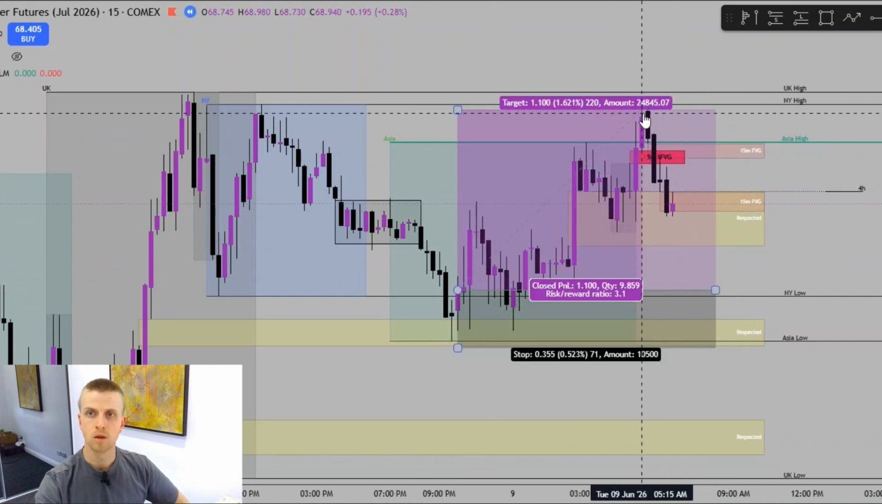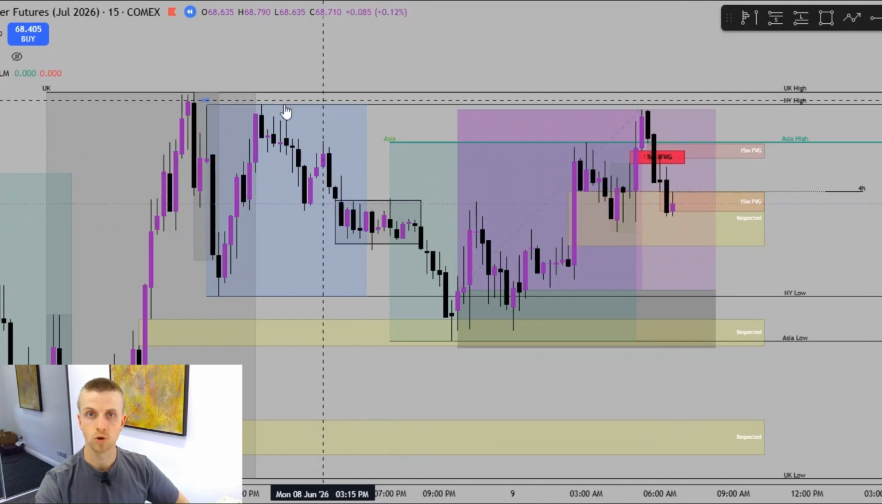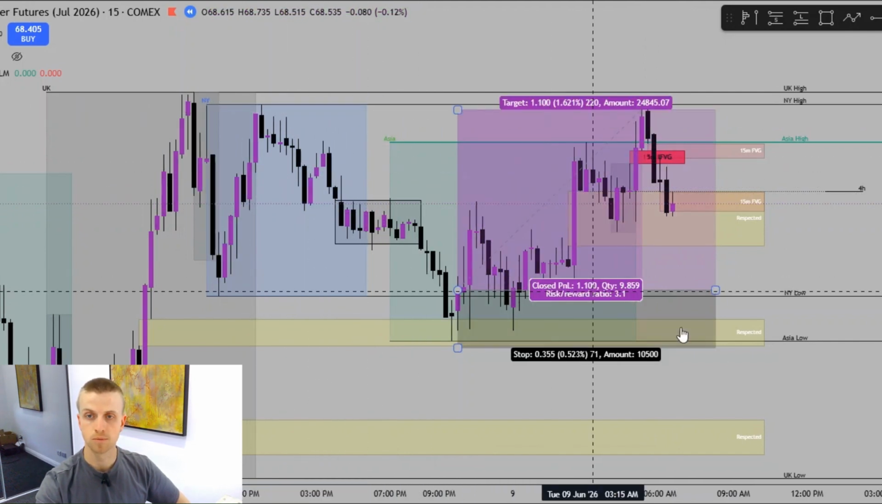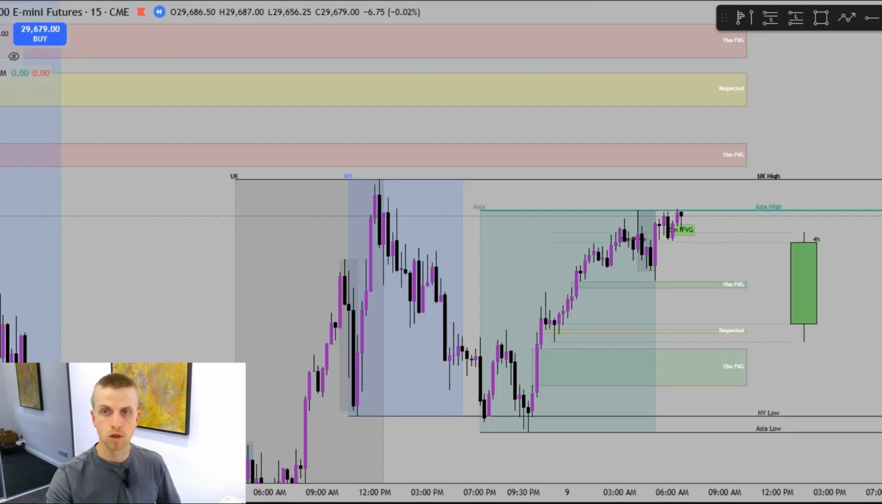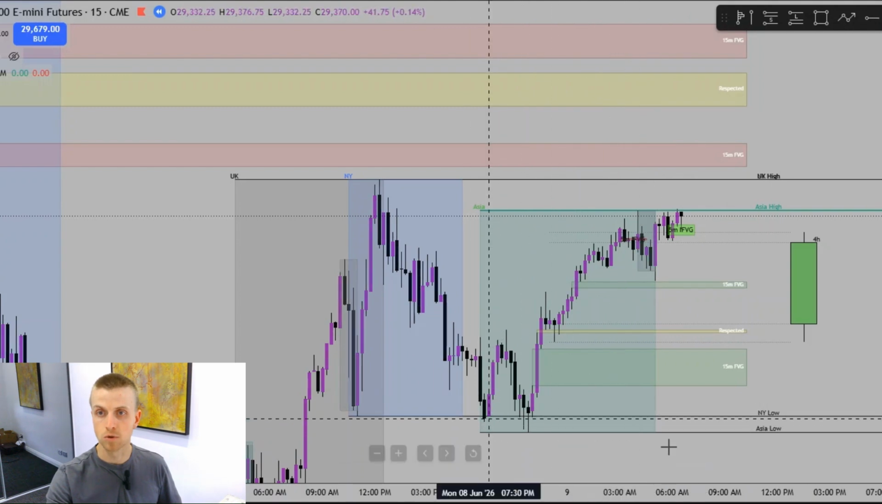Okay, there you go. Hit full TP, we took out the accumulation highs and just reached the session highs over here. So let's walk through a bearish case scenario of the PO3 concept, manipulating above session highs into a bearish 15-minute fair value gap, and then distributing down to take out previous session lows.